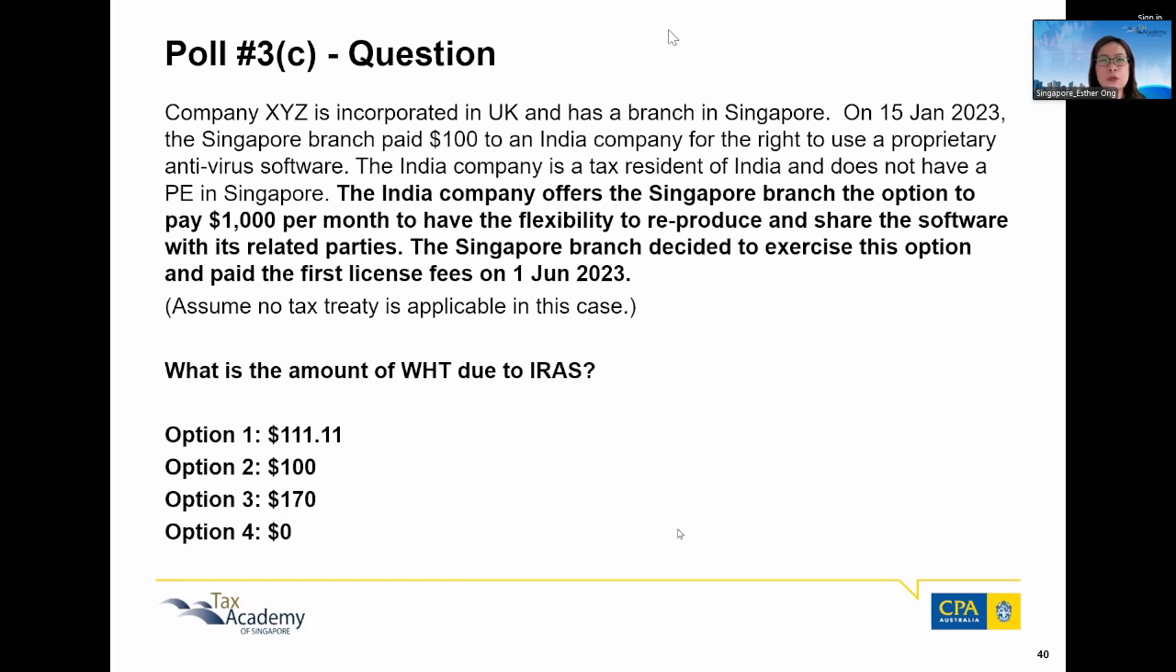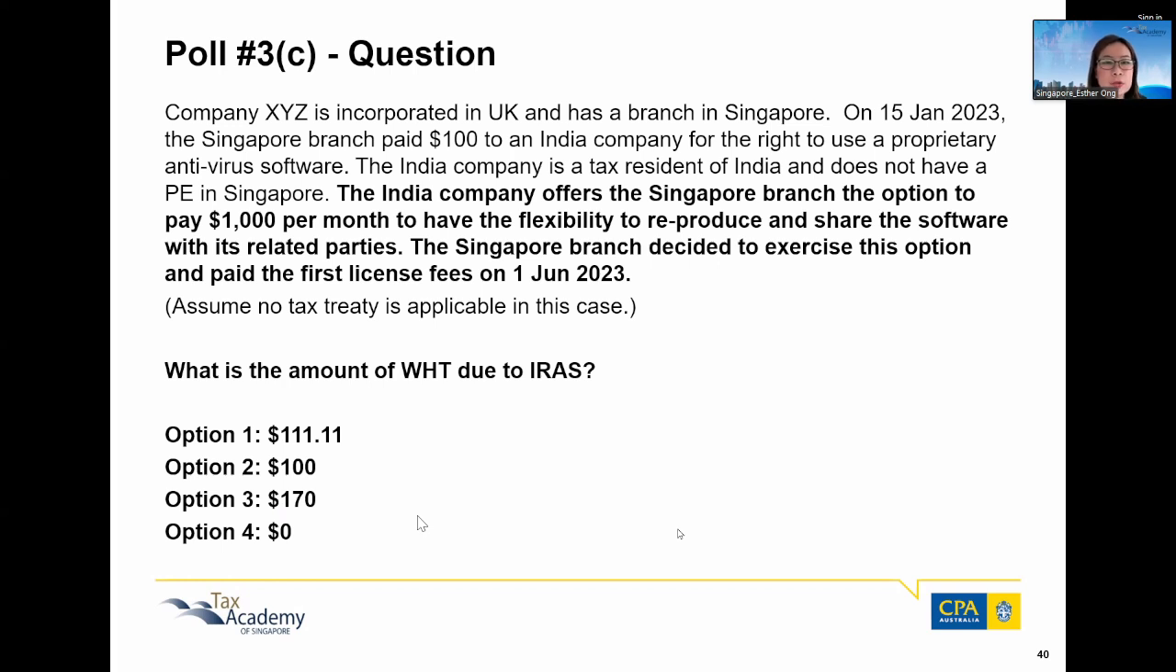Okay, the answer should be option 2, $100. Why is it option 2, $100? In this case, the $1,000 that the Singapore branch pays to the Indian company is considered a payment under Section 12(7)(a) royalty. Just now, in the earlier slide on the table showing the withholding tax rates, I mentioned that Section 12(7)(a) payments will be subject to a final withholding tax rate of 10%. So $1,000 times 10% will give you $100, which is option B here.